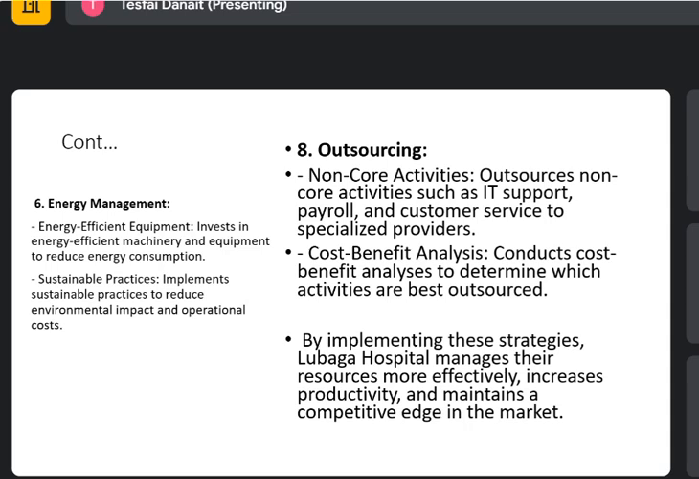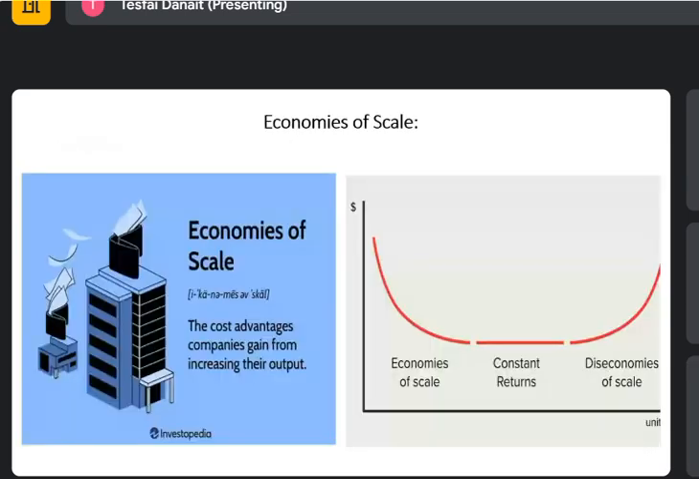And then outsourcing, like I said, let people who can do it better do it efficiently, and then you concentrate on what you do. So by implementing all these things, Lubaga is able to reduce its costs and increase productivity, just like we looked at. I now hand over to my colleague Danite to take you through the economies of scale. Thank you.